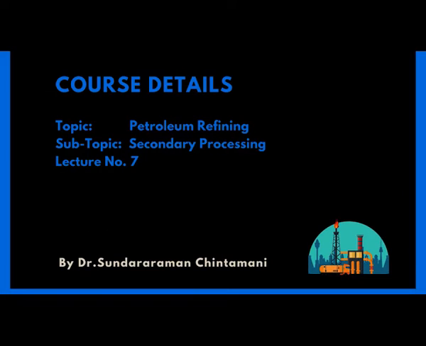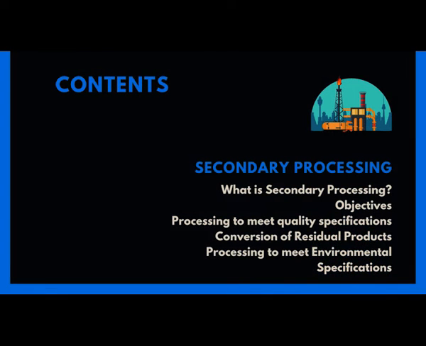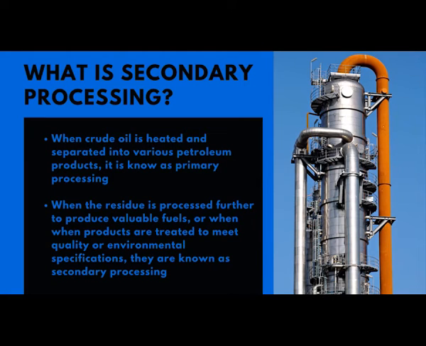Today we are going to cover secondary processing, and in this episode we are going to discuss the objectives of secondary processing and what for we are employing the various kinds of secondary processing units in a refinery. When the crude oil is heated and separated into various petroleum fractions, it is known as primary processing. So at the end of primary processing, we get various products like heavy naphtha, kerosene, diesel, and finally the bottom of the distillation column, which is known as residue oil.